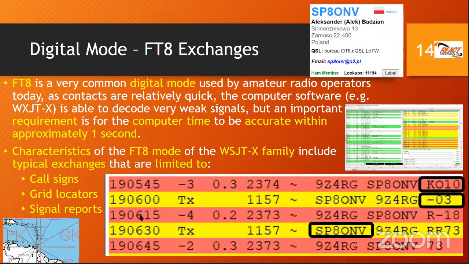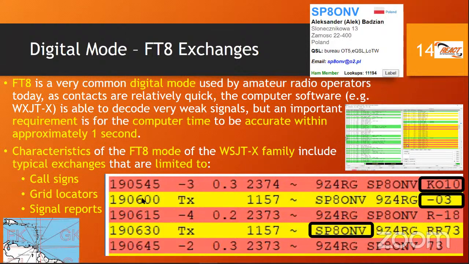And then the next row now, Alexander sends a transmission, and he tells 9 Zulu 4 Romeo Golf that he received him at signal minus 18. So received minus 18. And then the next row here is 9 Zulu 4 Romeo Golf does a transmission to Sierra Papa 8 Oscar November Victor and says, Roger 73, thank you for the contact. And then of course right after, Alexander sends his transmission and tells 9 Zulu 4 Romeo Golf 73. All right, so this is an FT8 exchange.